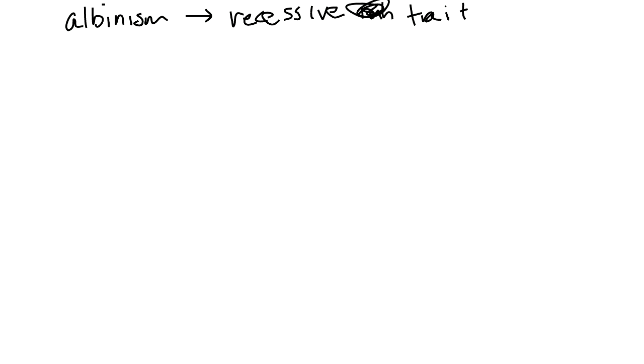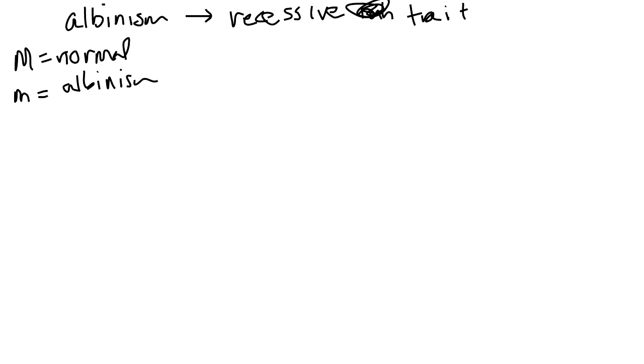Let's just use M for melanin. Big M would be normal, and little m is going to be the allele for albinism. But an individual only is albino if they inherit both of the recessive forms. The dominant one is going to be the normal type, and that's going to mask over the recessive if it's there at all.